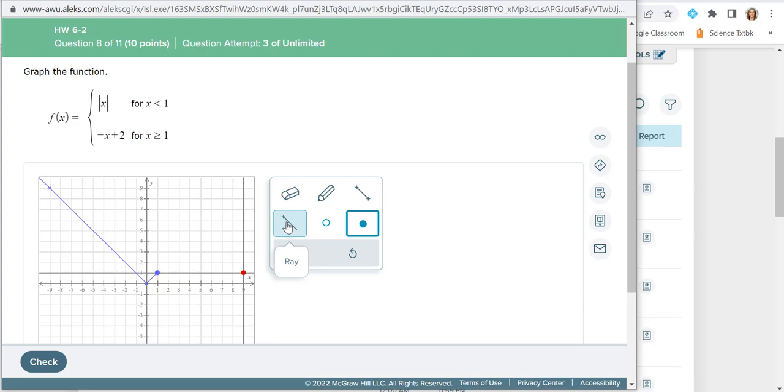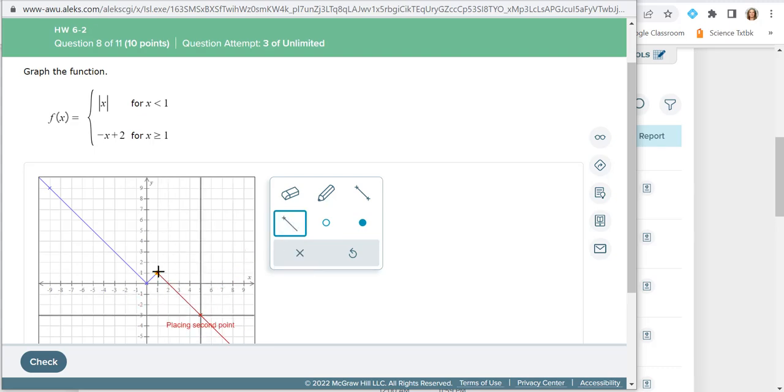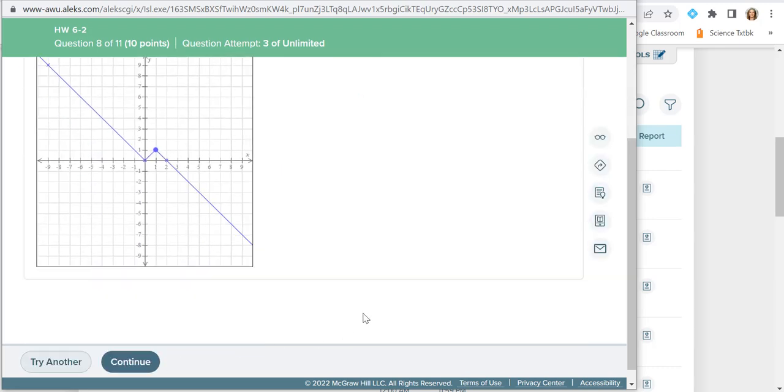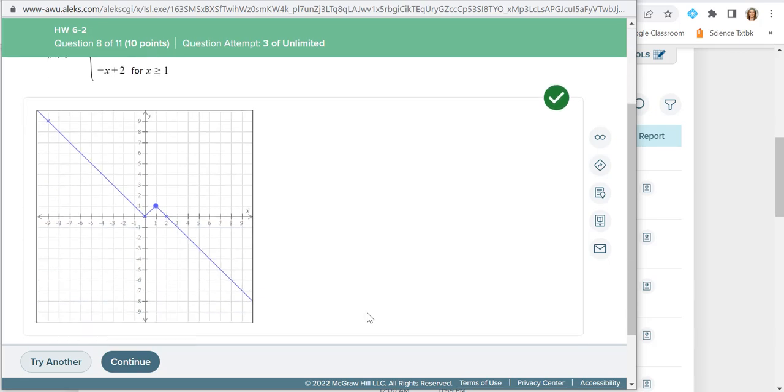Then I'm going to graph the ray again. I'm going to start there, and my slope is negative 1. Y-intercept is 2. That's why I came this way. So here's my second point. Click on it. That should be it. Let's see. Yay. Okay, that's number 8.